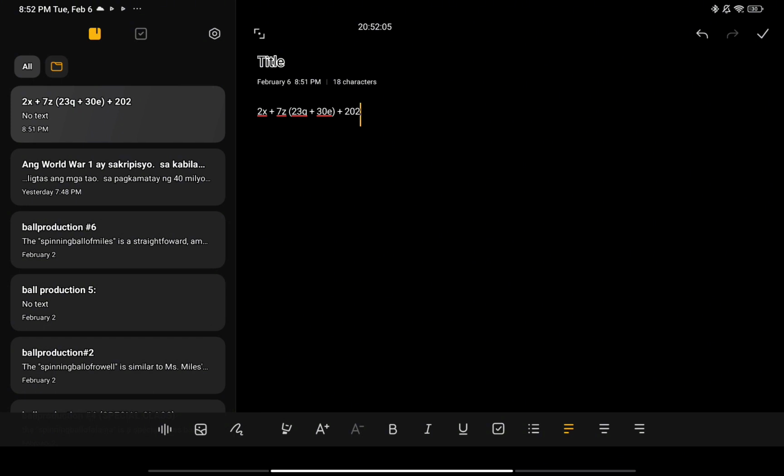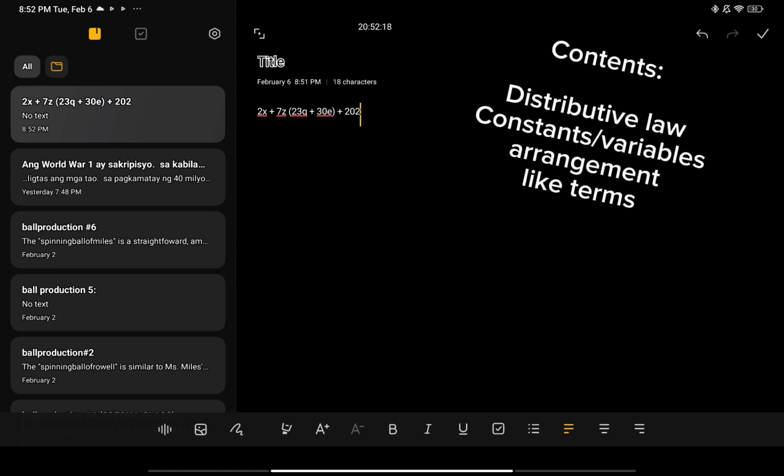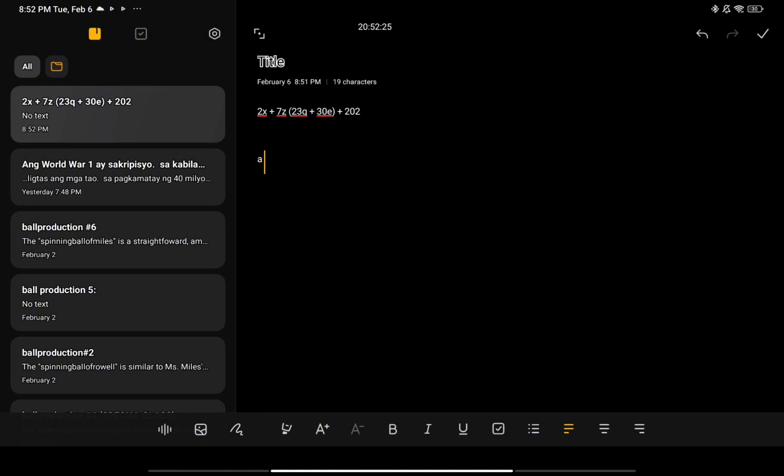simplify algebraic expressions. So we have here 2x plus 7z parentheses 23q plus 30e parentheses plus 202. Now, what is simplifying algebraic expressions? So let's learn about constants and variables. A letter is a variable and a number is the constant.